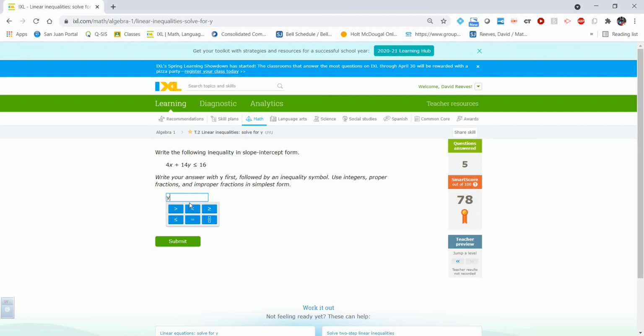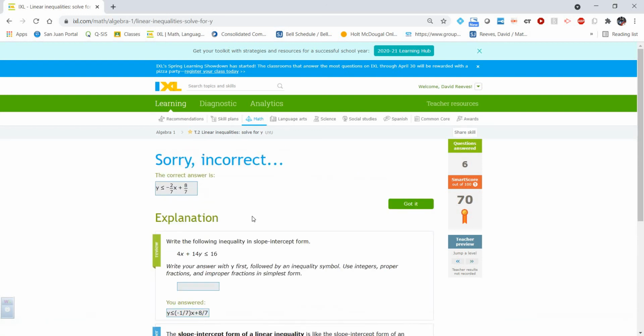Y is less than or equal to negative 1/7 x, and then what was it? Plus 8/7. And I got the less than or equal to. I think we're good. Let's cross our fingers.